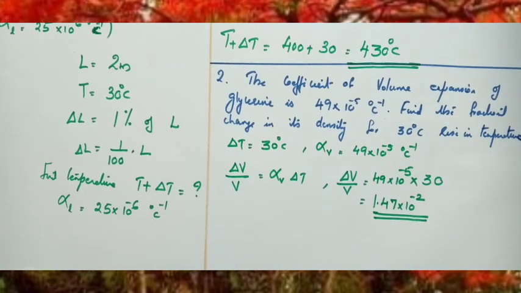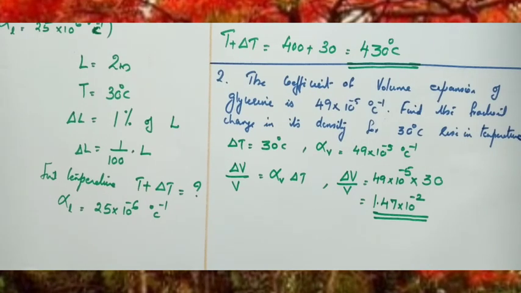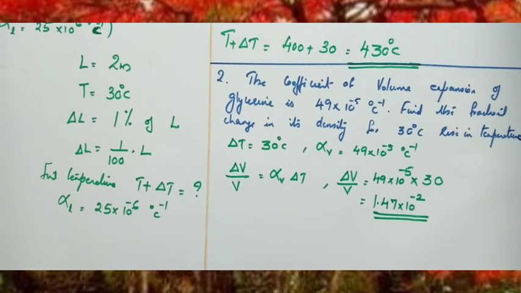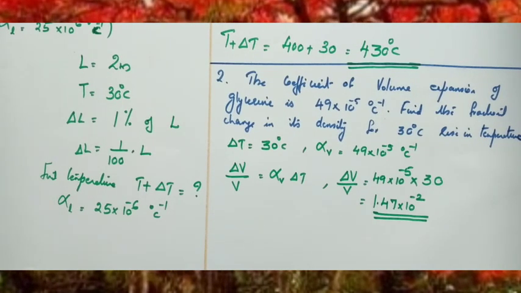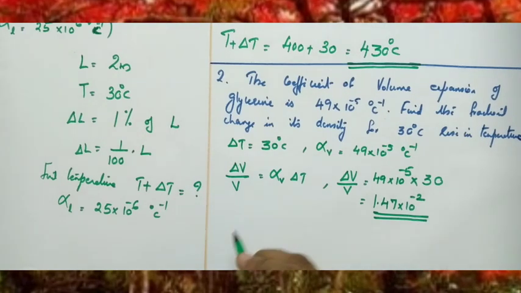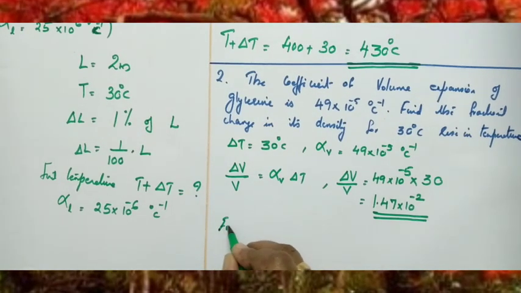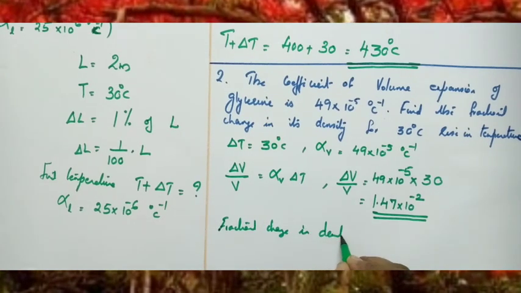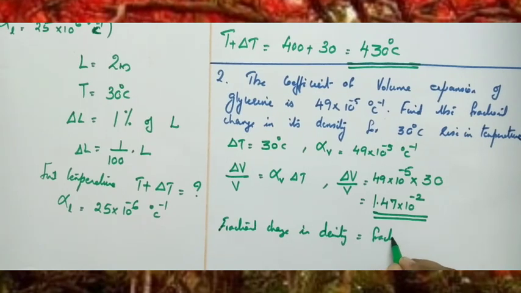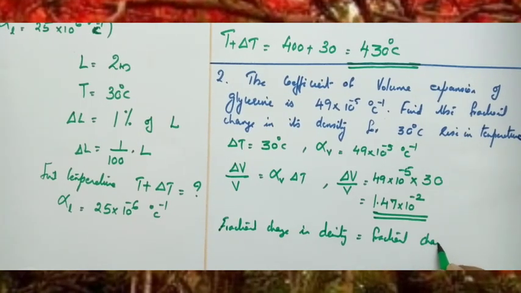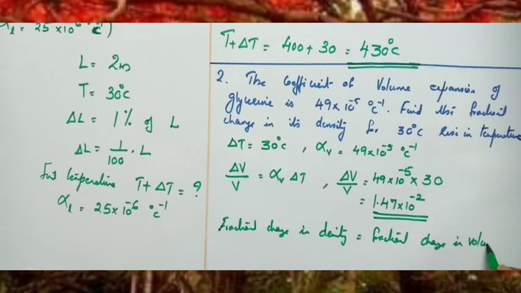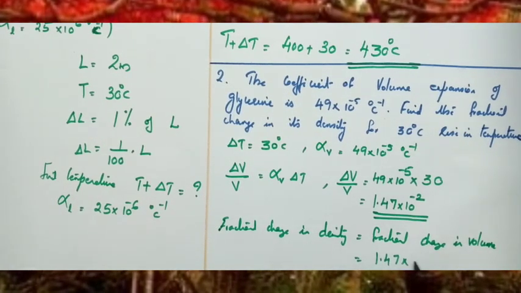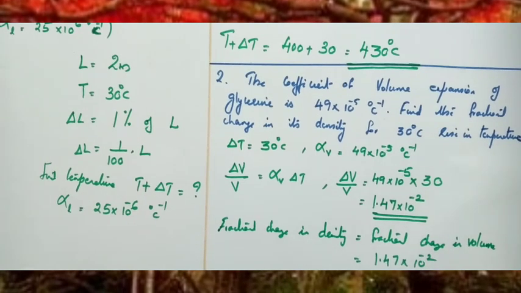Here we have to find out the fractional change in density. Density is equal to mass by volume. As the mass remains constant, the fractional change in density is equal to the fractional change in volume. Okay, so fractional change in density is equal to fractional change in volume, because mass remains the same, constant. So fractional change in density is 1.47 into 10 raised to minus 2.